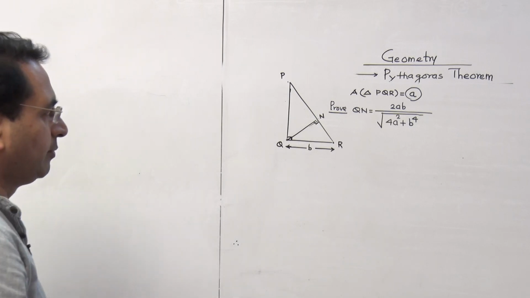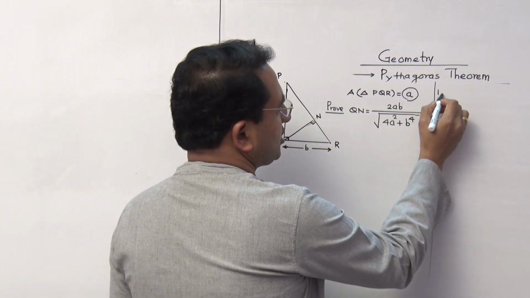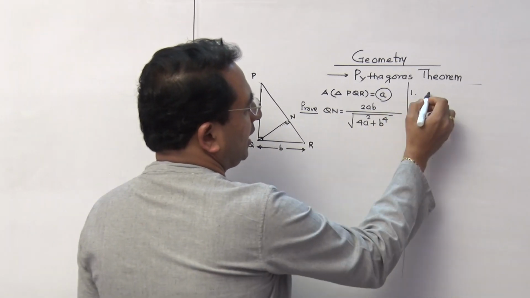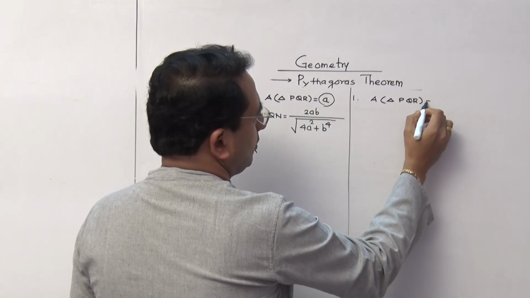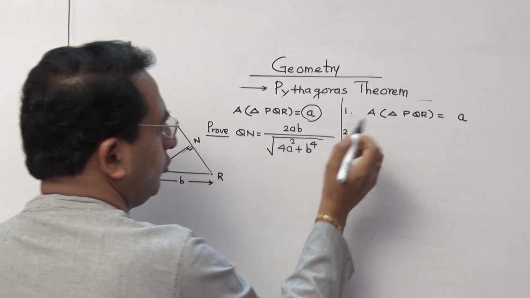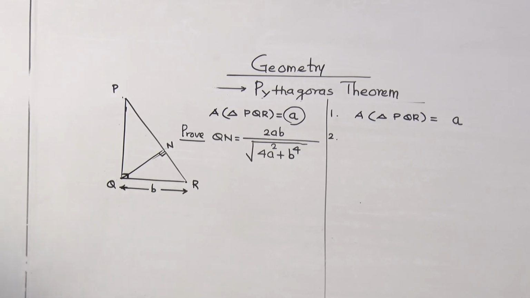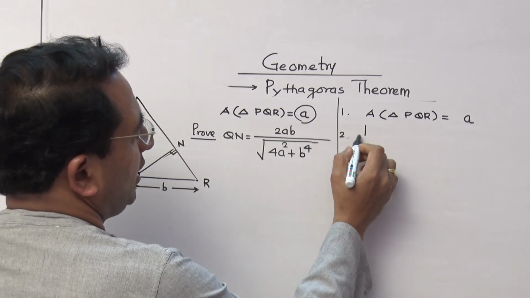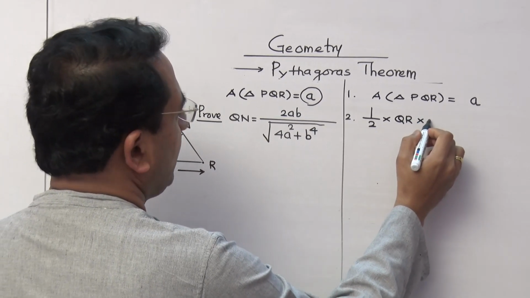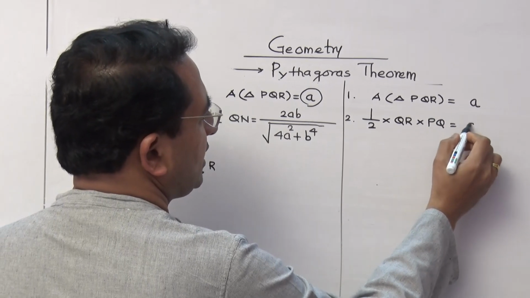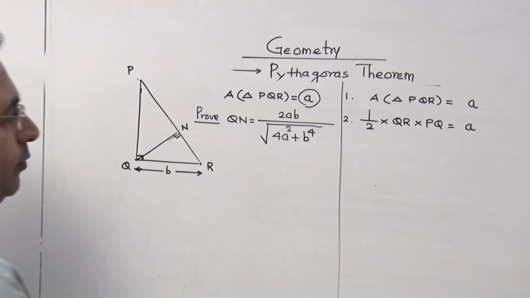Now let us do it one by one. First thing, I will write my first statement here. Area of triangle PQR is nothing but they have given it as A. So you will definitely write the reason for that as given. Now, what is the formula for area of triangle? It is 1 upon 2 multiplied by base multiplied by height, that is PQ, that is A. So I have just written the values there, 1 upon 2 base into height.